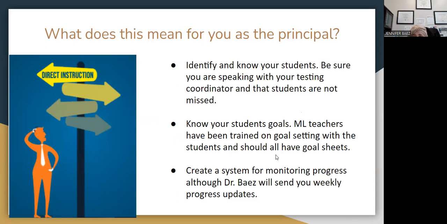You can use that MLP report in Data Central that I have shown many of you how to use to make sure you have an accurate list, and you can check that against Elevation. Also know your student goals. Many of our ML teachers have been trained on goal setting, and we provided them with goal sheets to complete with the students this month. And create a system for monitoring progress, although we will be sending you weekly updates on Fridays to let you know how far you've gotten and how far you need to go to complete testing.